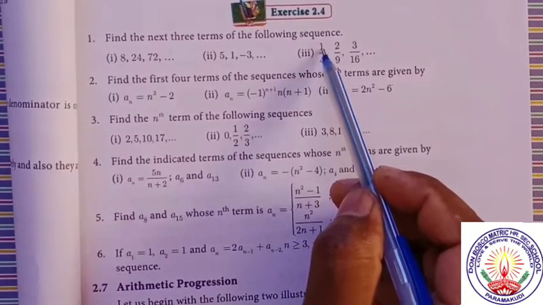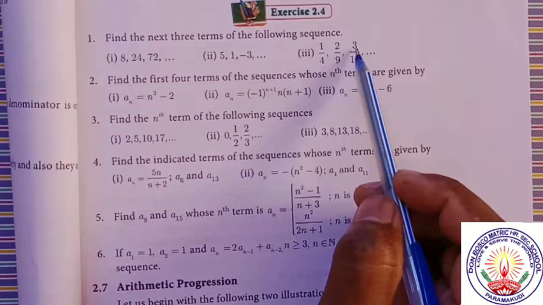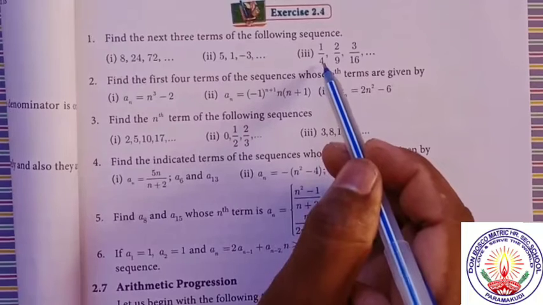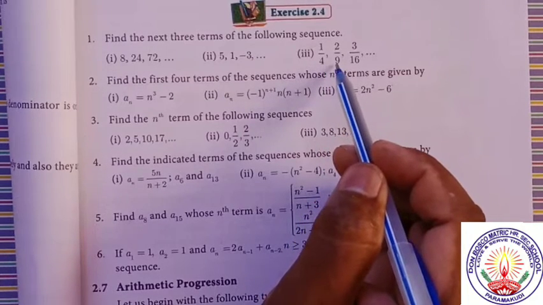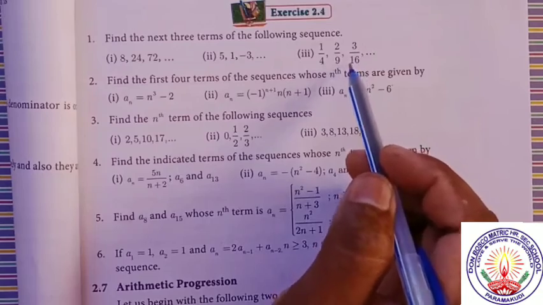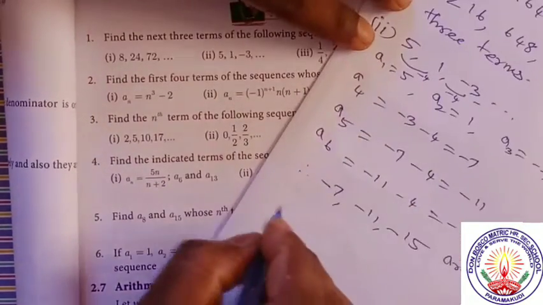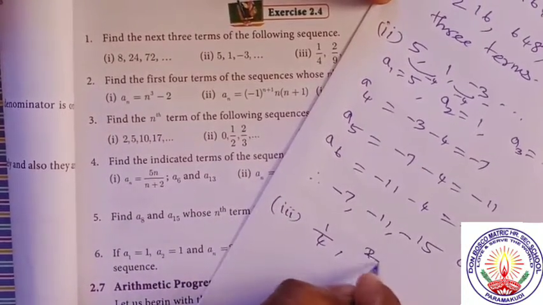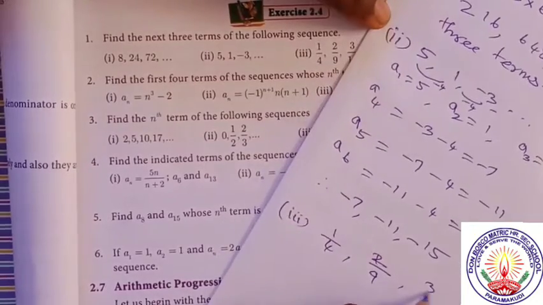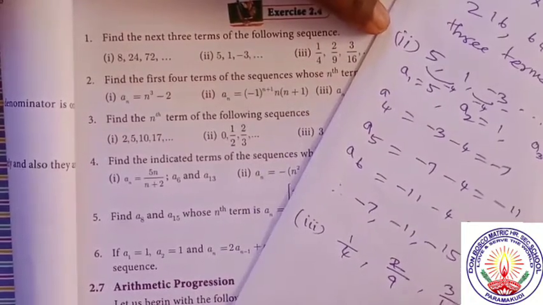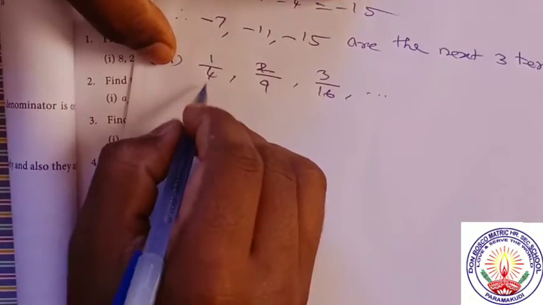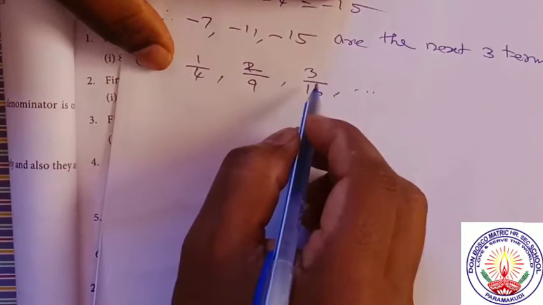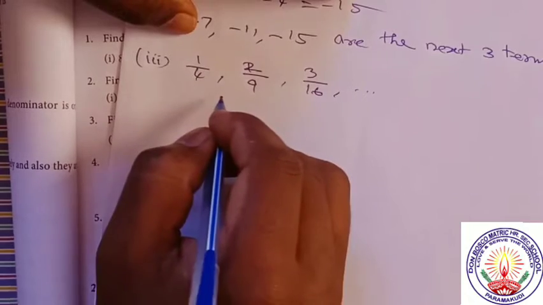Look at the third one. First term numerator 1, second term numerator 2, third term numerator 3. So the next term 4, next term 5, next term 6, and the denominator 4 is 2 square, 9 is 3 square, 16 is 4 square. So here also you can solve. Write the terms 1 by 4, 2 by 9, and 3 by 16, dot dot dot. The numerators are the natural numbers, denominators are the squares of the next numbers.